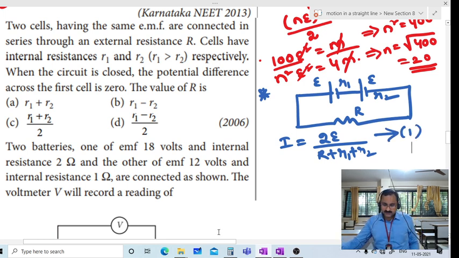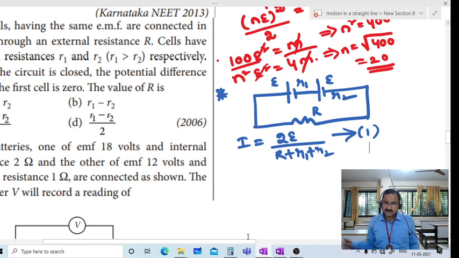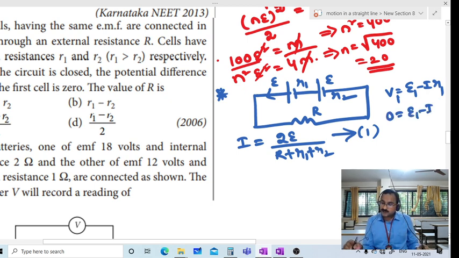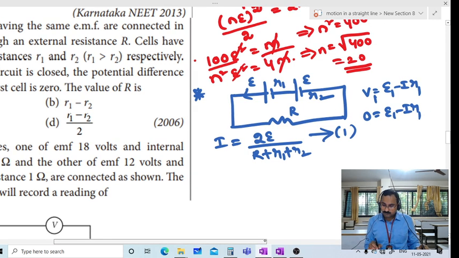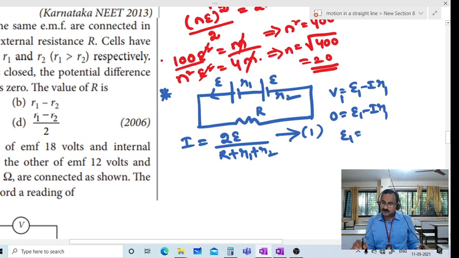Then the potential difference across the first cell. Current will start here, and it is discharging only. V1 is equal to E1 minus I R1. But they have already mentioned that the voltage across the first cell is 0, so 0 equals E1 minus I R1. Therefore E1 is equal to I into R1.